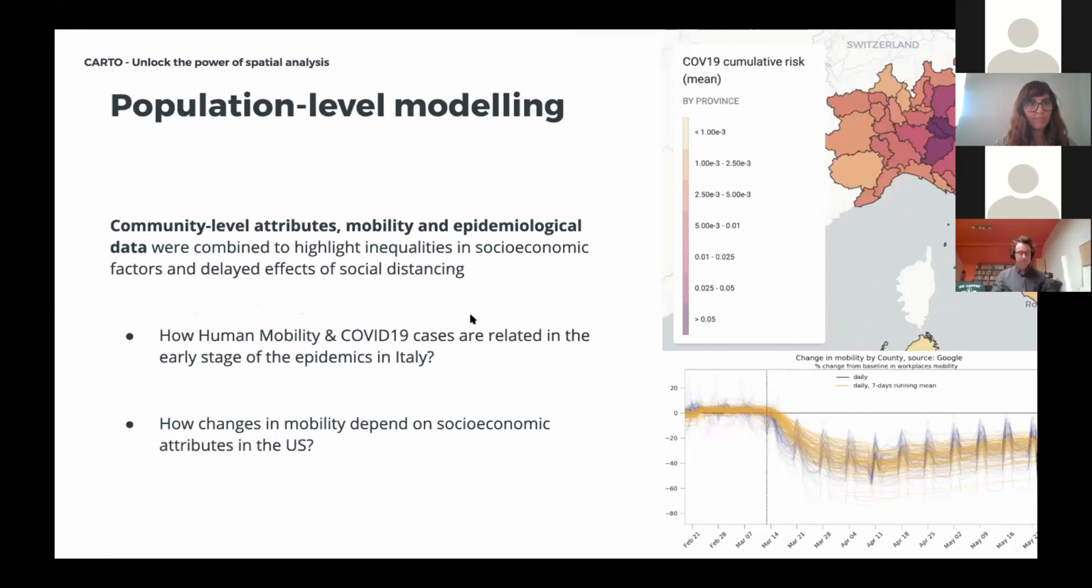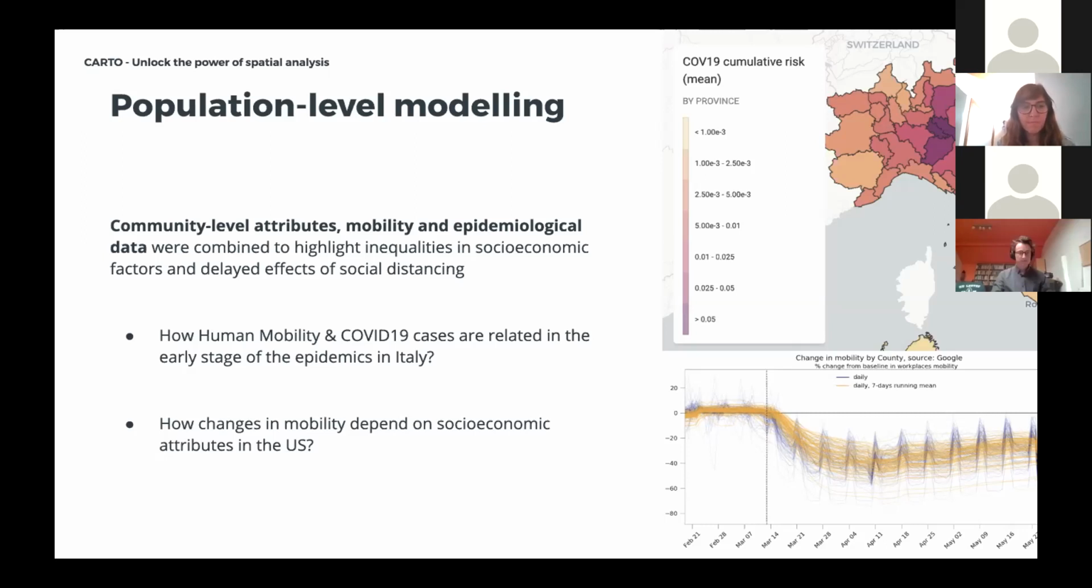We've also been involved with some population level modeling and analysis. In this case, we have been using community level attributes, but also mobility and epidemiological data to highlight inequalities in socioeconomic factors and delayed effects of social distancing. We know that population level analysis is not intended to be extrapolated to individuals and might actually be biased by unknown confounders, but still these types of analyses have been interesting for policymakers, who are aiming at the community level when designing policies and interventions during a crisis.